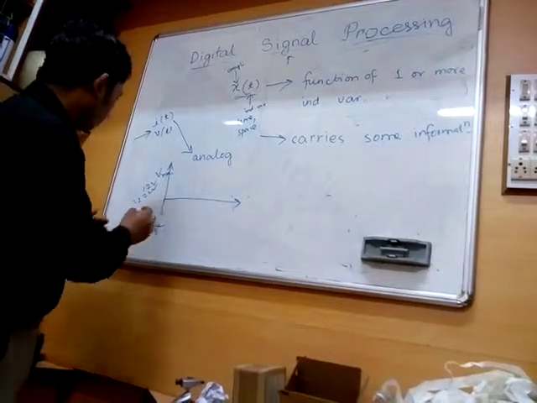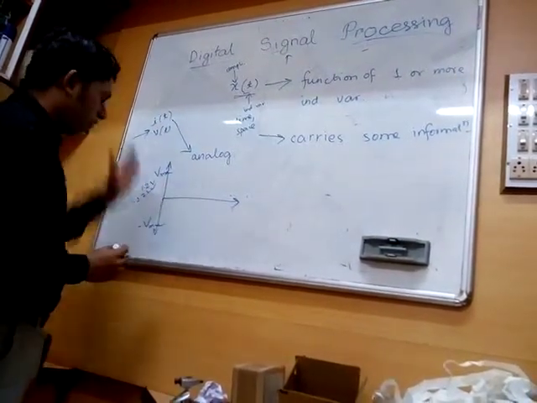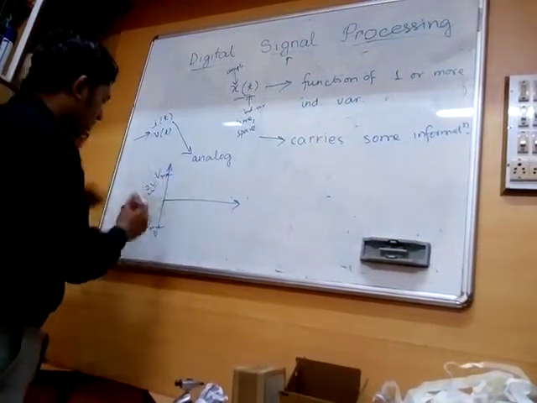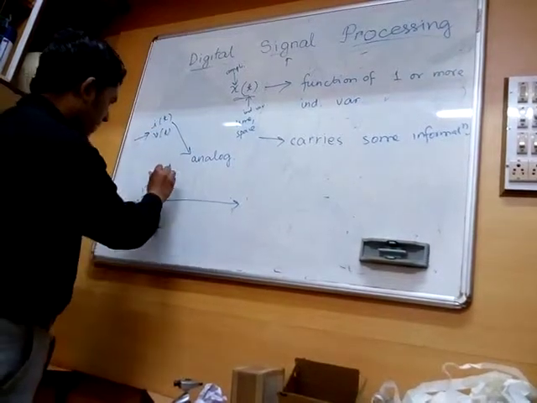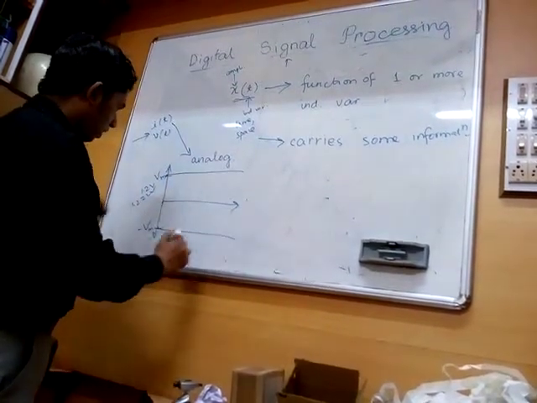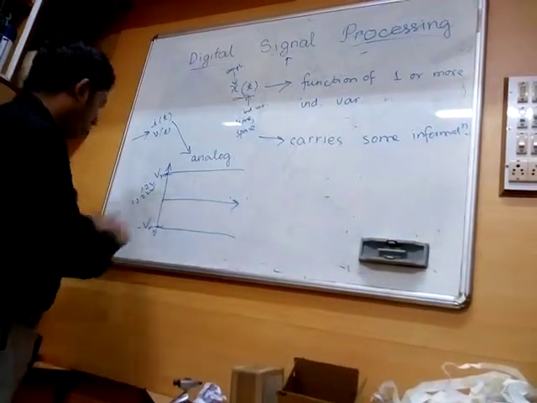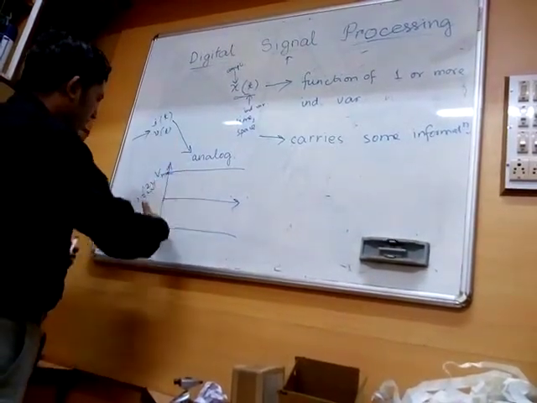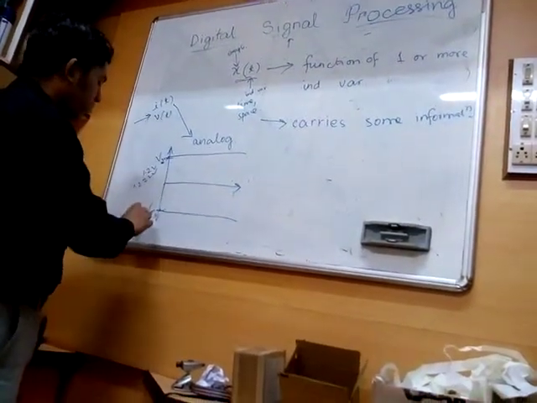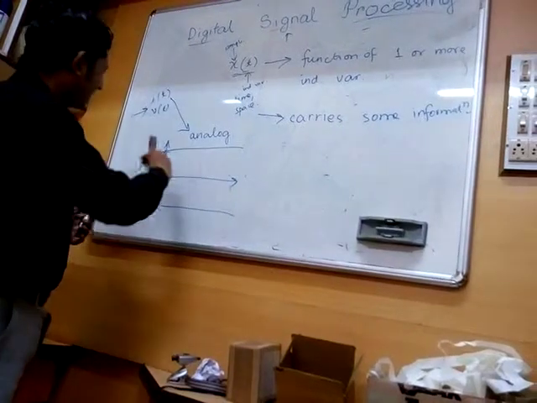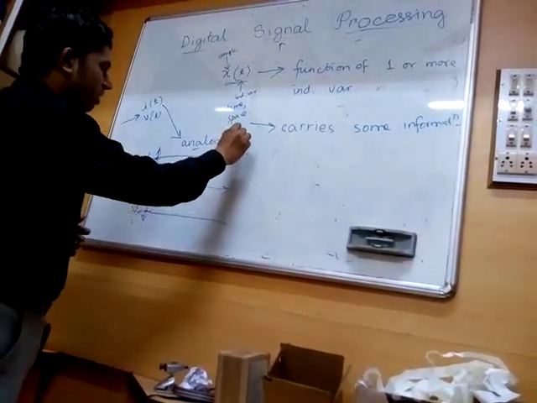So the y-axis, or the dependent variable axis, or the amplitude axis, is continuous within a range. It may be unbounded also, but we are strictly speaking of bounded signals. Because we want to implement them in digital hardware, this kind of signal which can take any value between my maximum and my minimum is called an analog signal or continuous time signal.